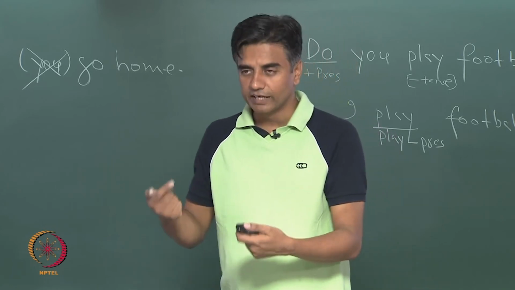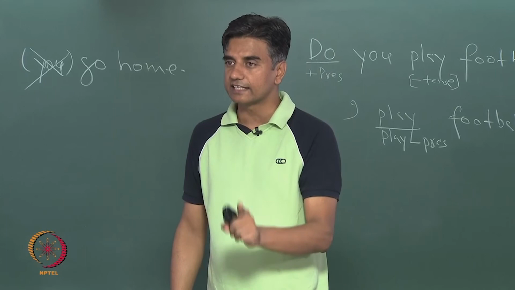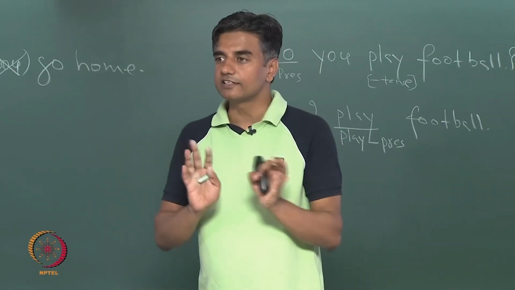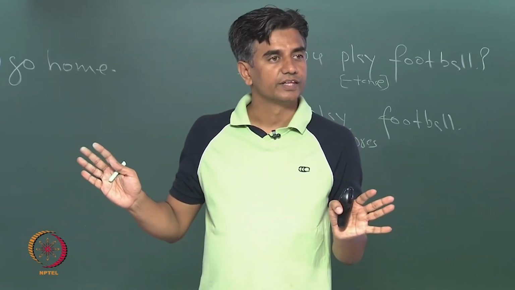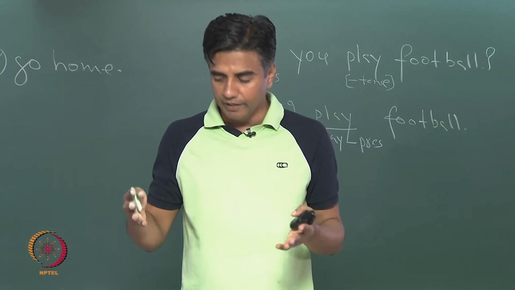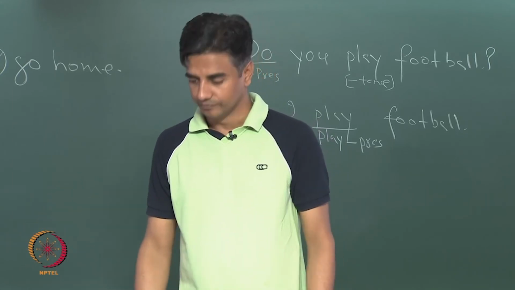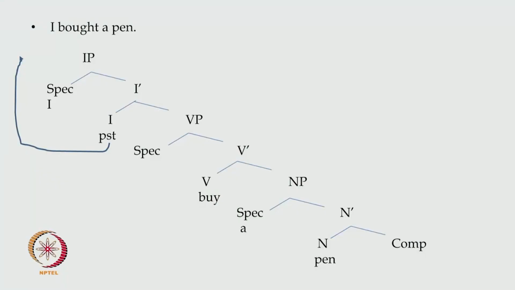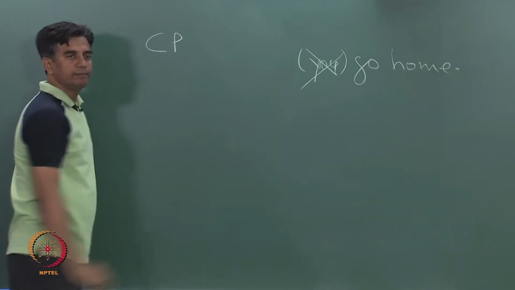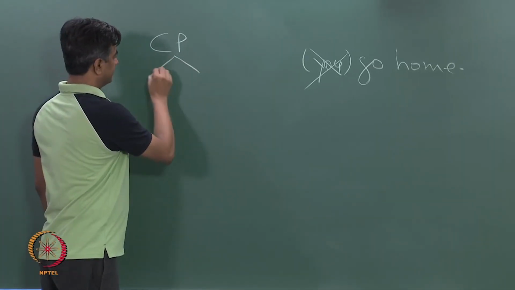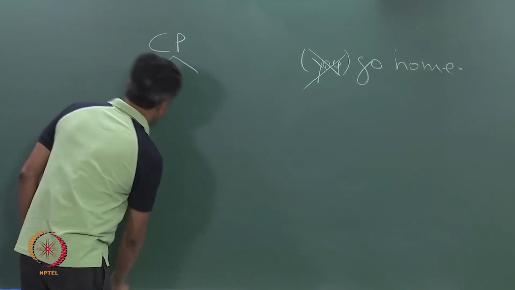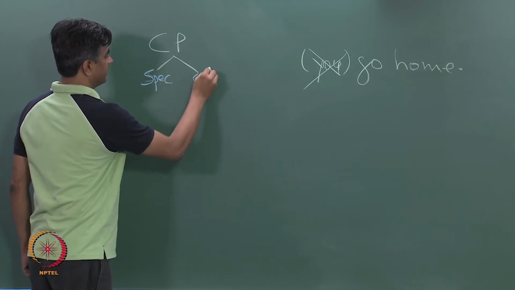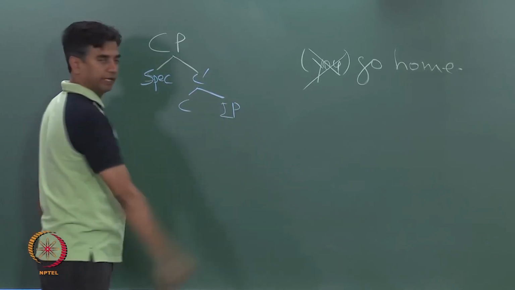So apparently what becomes clear to us by looking at a question sentence and this structure is that a question sentence cannot be contained within IP. An IP is not sufficient for a question sentence. Then what can help us understand this? That is where we say the answer lies in CP, where we have C and IP.